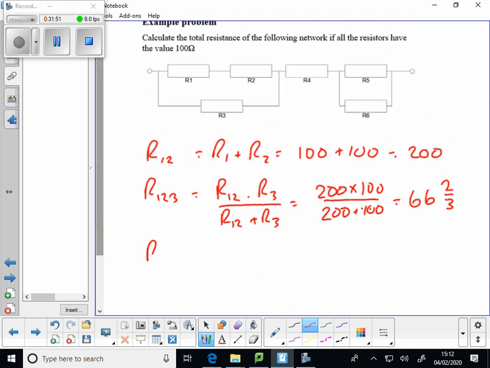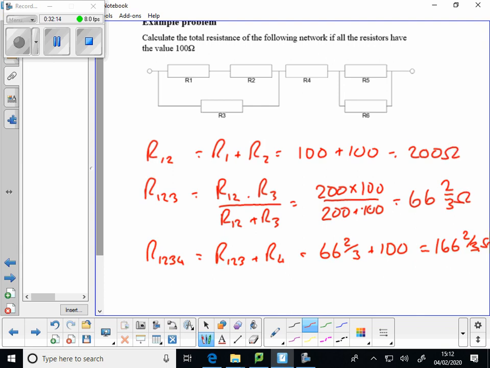Okay, so you've got R1,2,3,4 is R1,2,3 plus 4, which is 66 2/3 plus 100, 166 2/3. Much better.